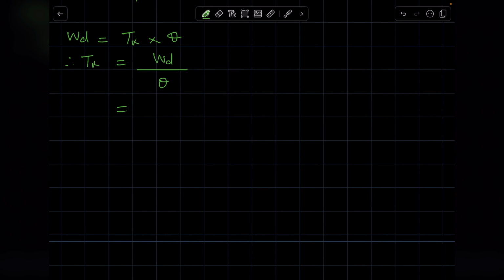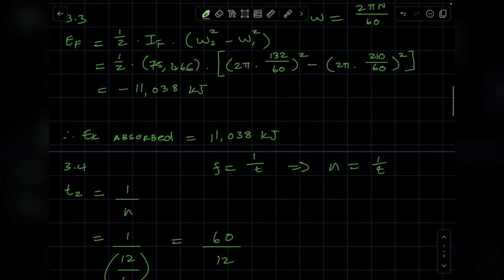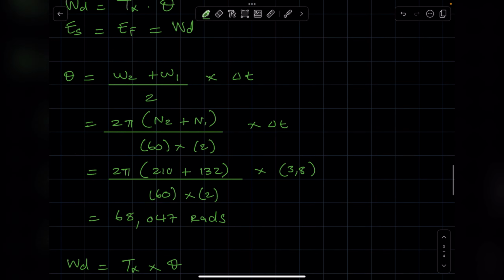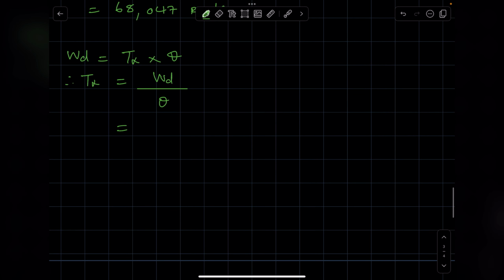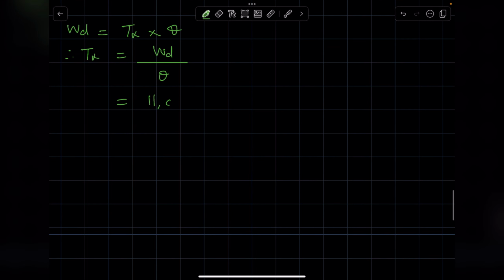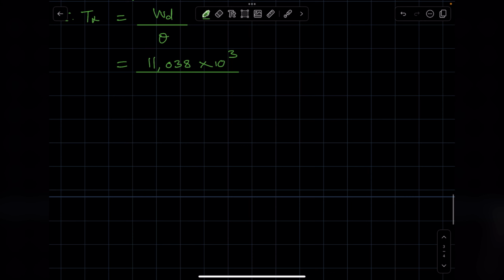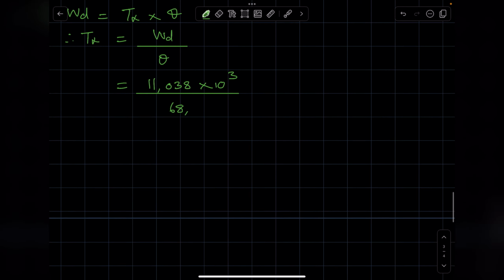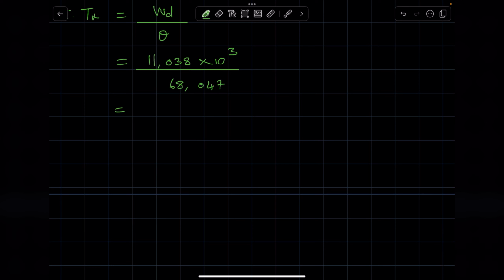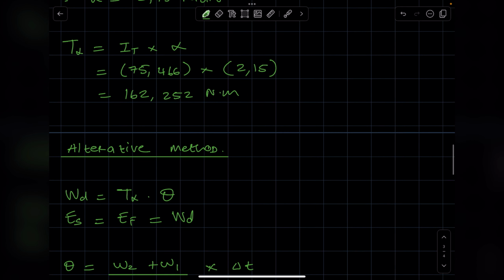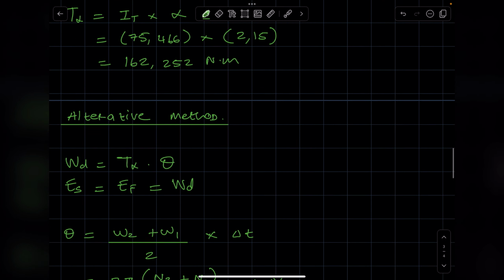So this is equal to the energy being supplied by the flywheel, which is 11,038. This is in kilos, so times 10 to the 3, divided by the theta we just calculated, which is 68.047. Now we punch that in our calculators and we get 162,211 Newton meters, which essentially is more or less the same as what we got when using the other method.